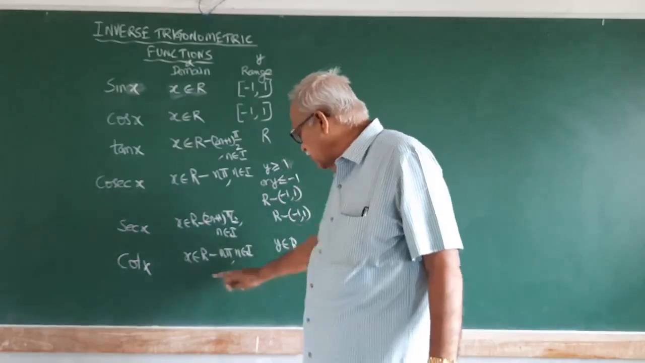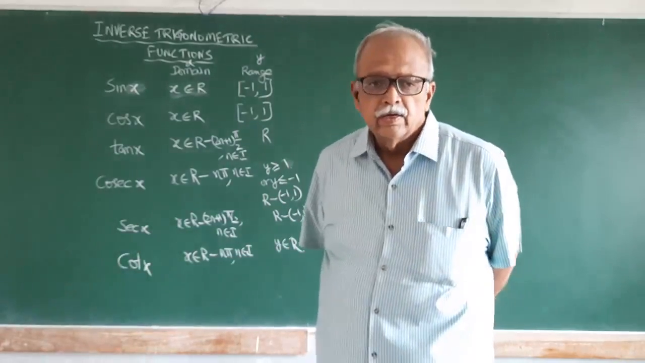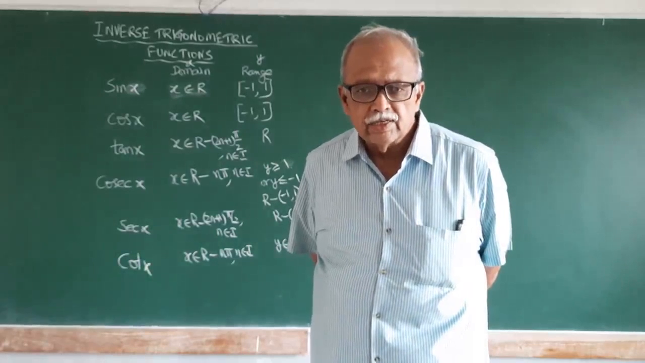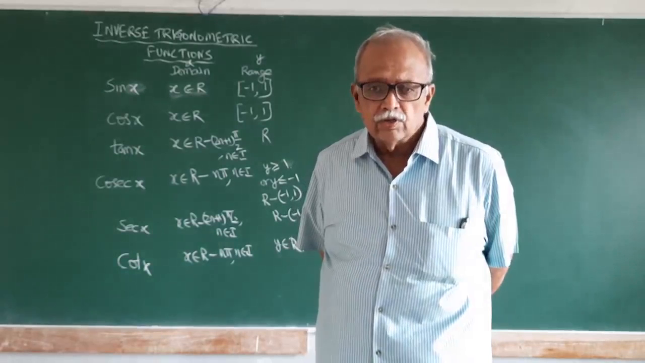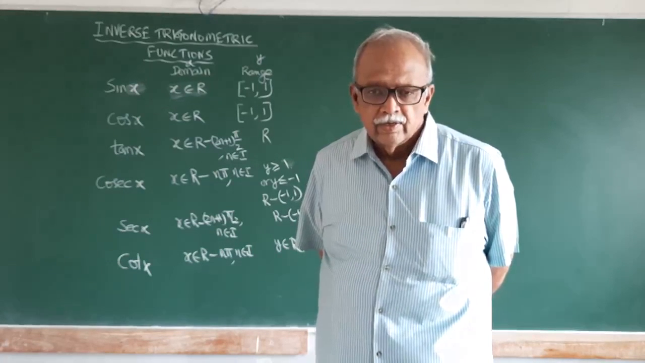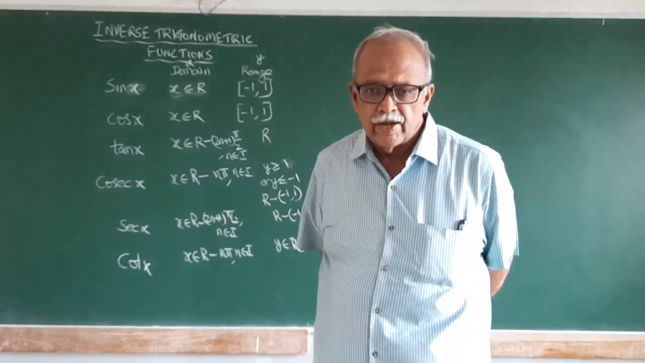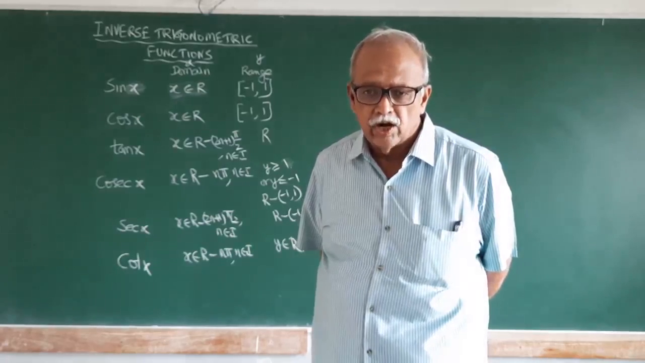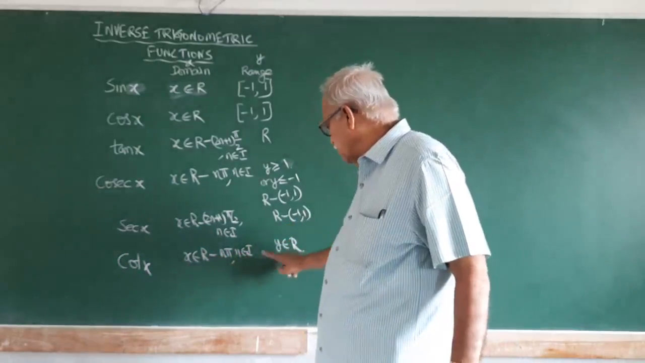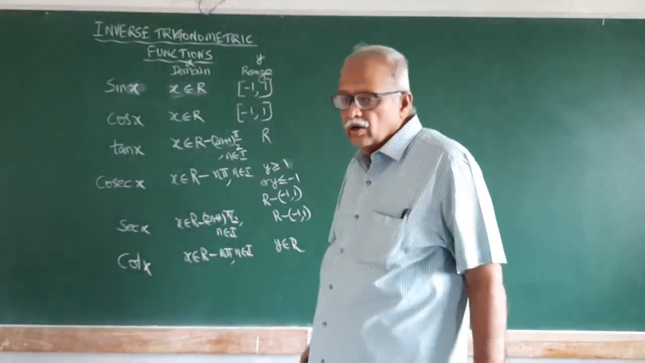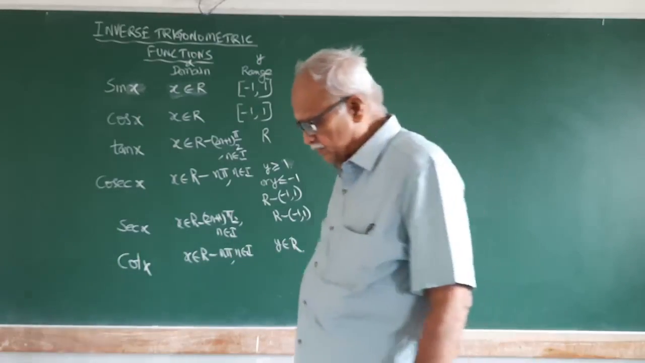Okay, this is over. Cot x: x belongs to R minus n pi. In cot x we have cos x by sin x. The denominator is sin x. Therefore, all values where sin x becomes 0, that is integral multiples of pi, that is n pi, n belongs to integer. So the domain is R minus n pi, n an integer, and y belongs to real numbers. Okay, now we will go to inverse functions.